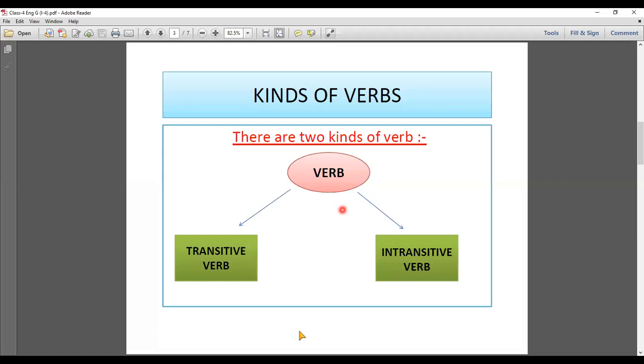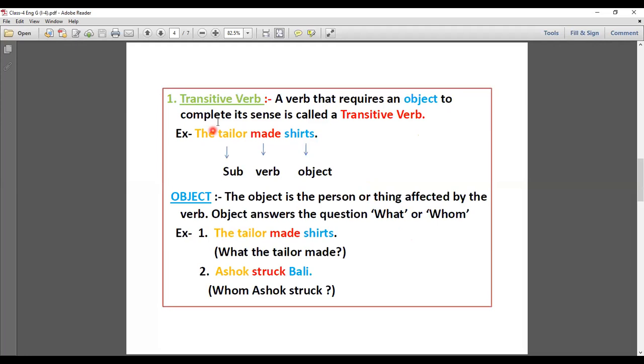So there are two kinds of verb, students: transitive verb and intransitive verb. In this chapter we will study them one by one. First, the transitive verb: a verb that requires an object to complete its sense is called a transitive verb. Transitive verbs क्या होती है? जिसको complete करने के लिए किसकी जरूरत पड़ती है? An object की.